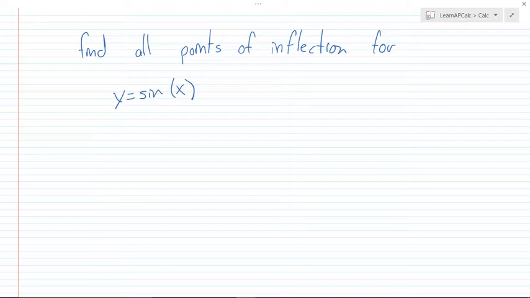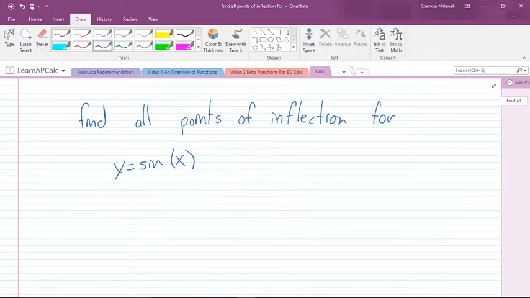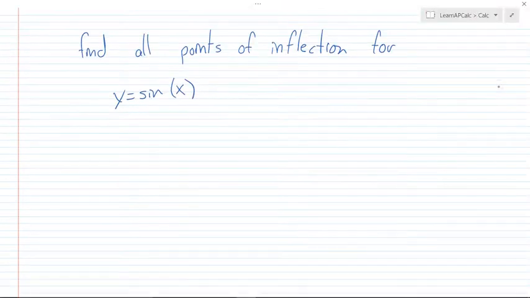So to find a point of inflection, what we need to do is set our second derivative equal to 0 and solve for x. So first we need to actually get the second derivative. The derivative of sine is cosine. Definitely one you should know off the top of your head.